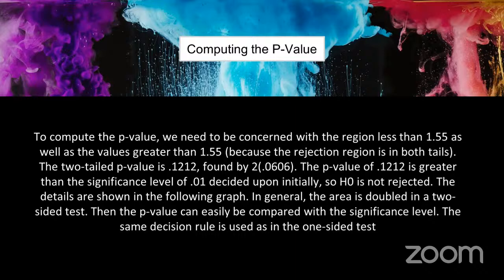In general, the area is doubled in a two-sided test. Then the p-value can easily be compared with the significance level. The same decision rule is used as in the one-sided test.